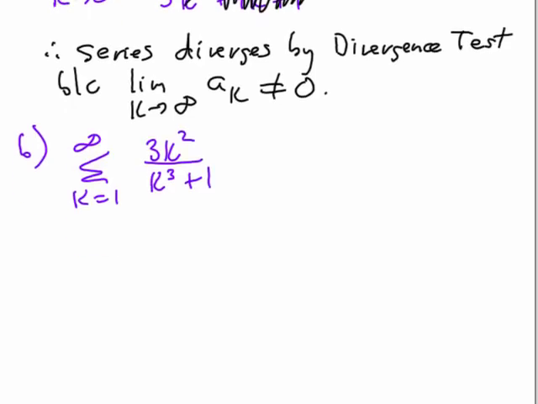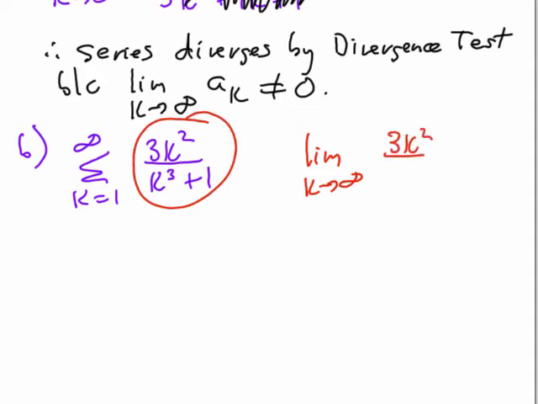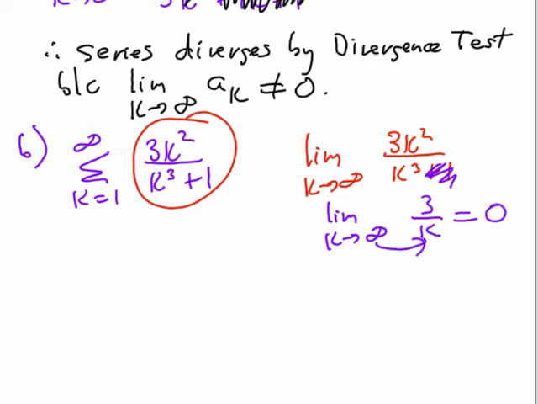Let's look at another series. Again, we're going to take a look at what the divergence test tells us. We're going to take the limit of a sub k, which is the formula that generates the terms in the series, and the constant won't have an influence. Divide top and bottom by k squared, which leaves me with that, and as k goes to infinity, this goes to 0. So the fact that the limit is 0 tells me that the infinite series may converge or diverge.